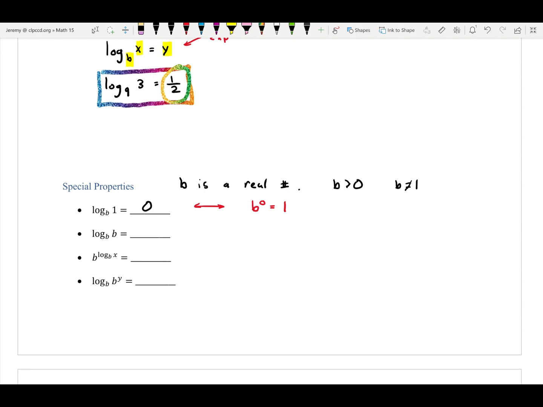Okay, how about this next one? Log base b of b. This is asking: b to what power gives us b? You could even go to exponential form before we finish evaluating it: b to what power equals b? Well, 1. If we raise it to the first power, we're going to get the identity. So log base b of b is equal to 1.